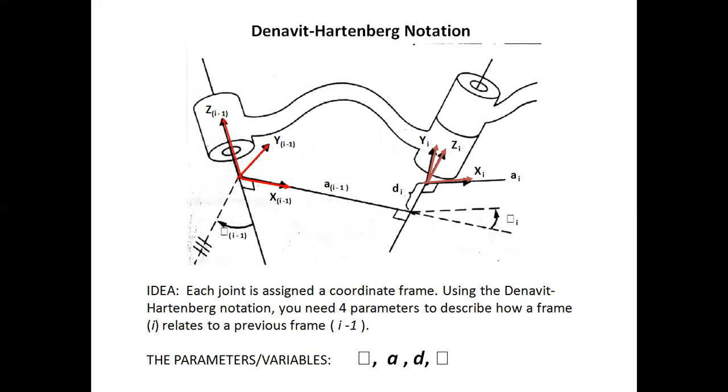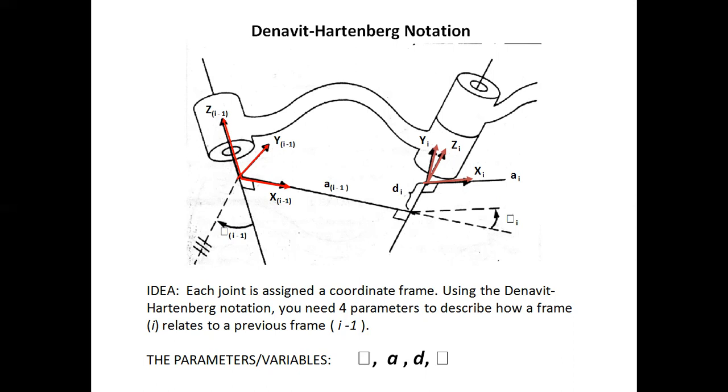Each link will be assigned a coordinate frame. Jacques Denavit and Richard Hartenberg introduced this convention in the year 1955 in order to standardize the coordinate frames. It is a commonly used convention for selecting the frames of reference in robotics.